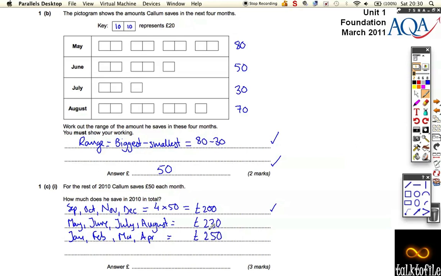So pulling off those two values here gets you the second mark, and then the third mark is for adding it all up together. So that's 200, 400, 600 and 80. So he saves a total of £680. Then we've got one more question.